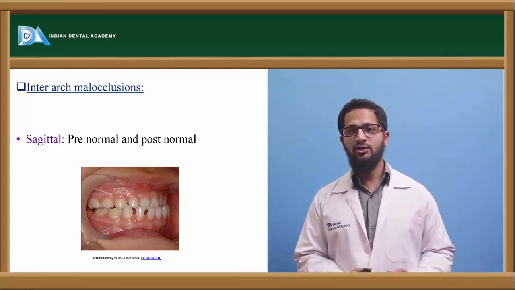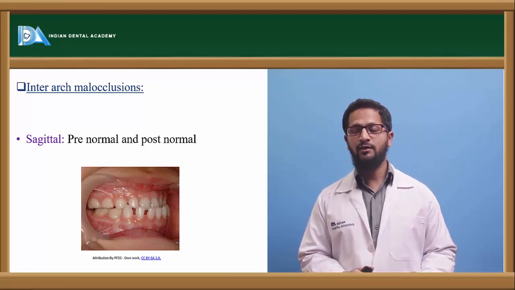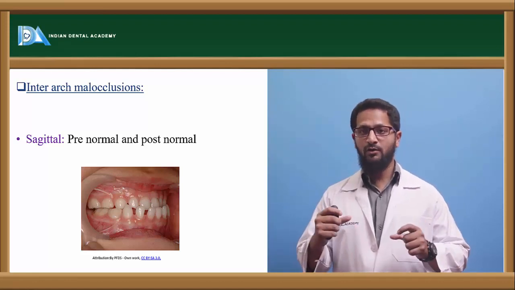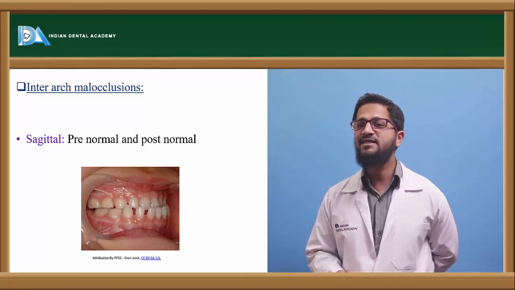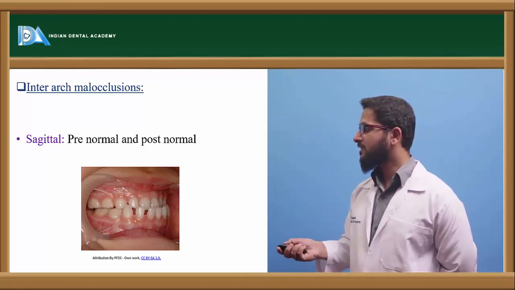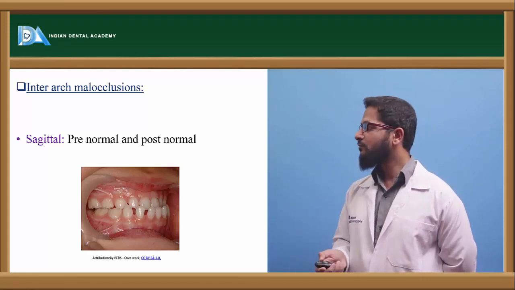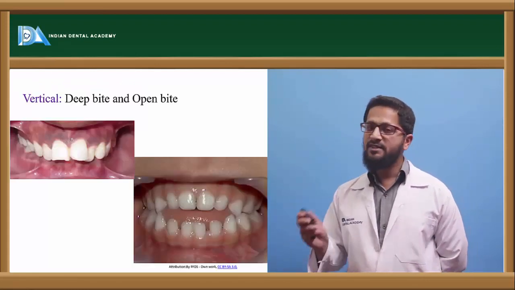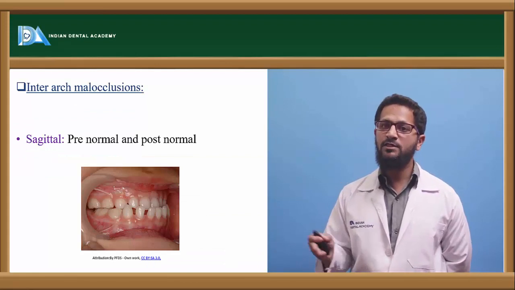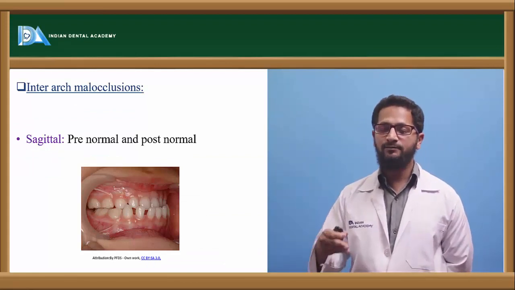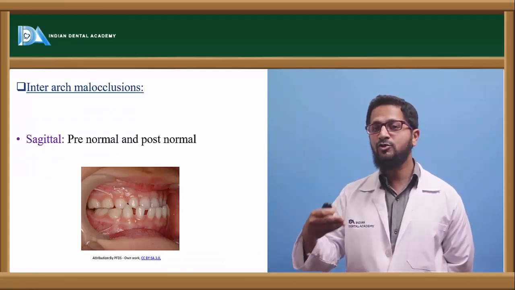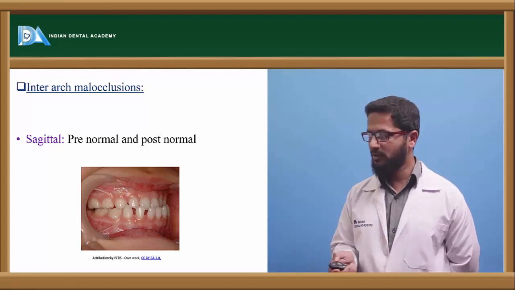Pre-normal occlusion is a condition wherein the lower arch usually comes forward or occludes forwardly when the patient bites in centric occlusion. And this we can see when the patient bites in centric occlusion, the lower arch is forwardly moved. The second category is post-normal, wherein the lower arch usually occludes in a more posterior direction when the patient bites in centric occlusion.